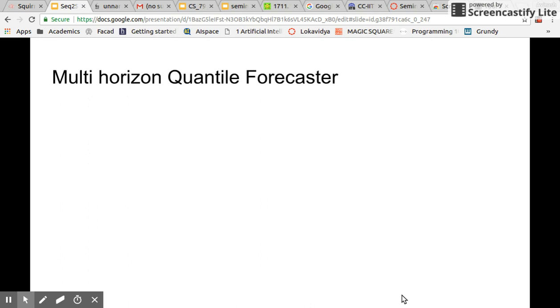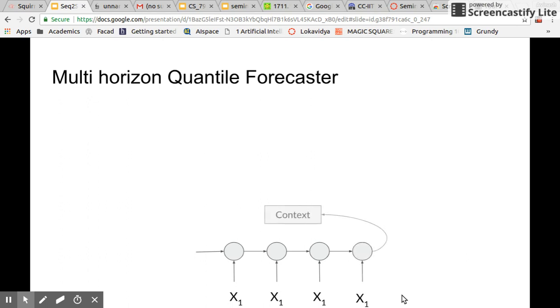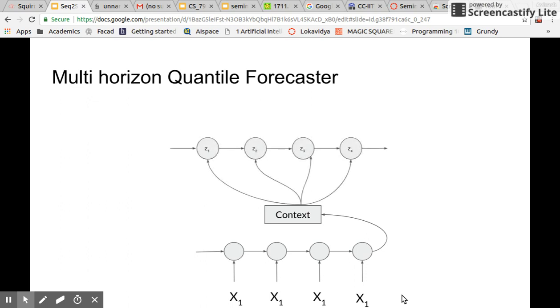The other model that I have read is the multi-horizon quantile forecaster. Basically, it uses the same encoder model. The input is x1, and it calculates a hidden state h1. Similarly x2, h2, h3, and so on. And it again calculates a global context, which is used to calculate various summaries in the decoder model: Z1, Z2, Z3, and Z4.